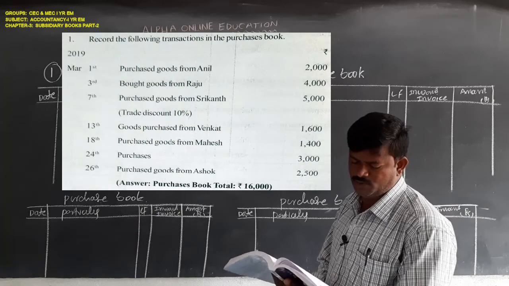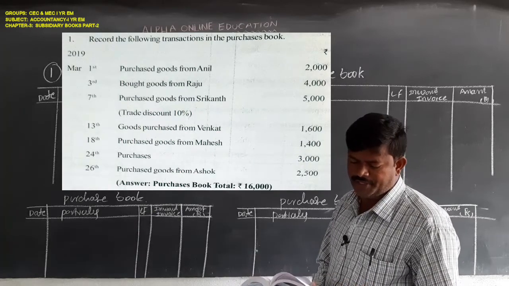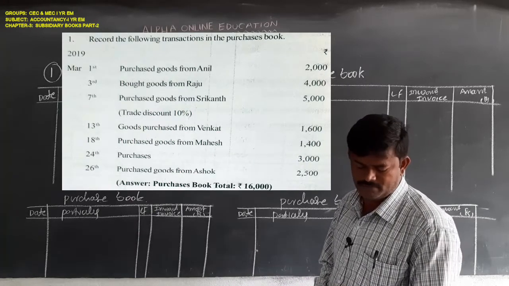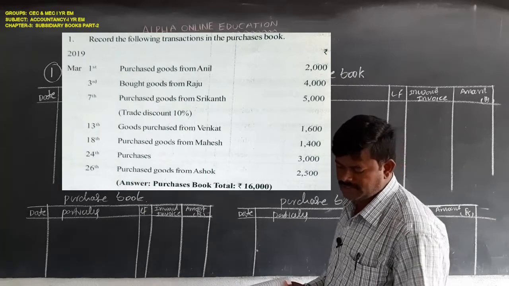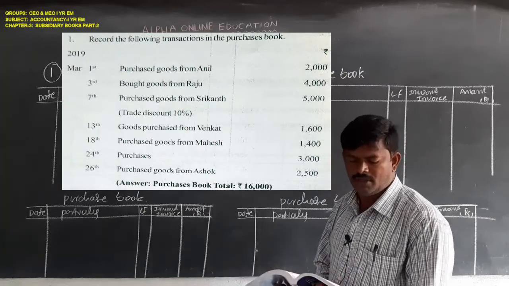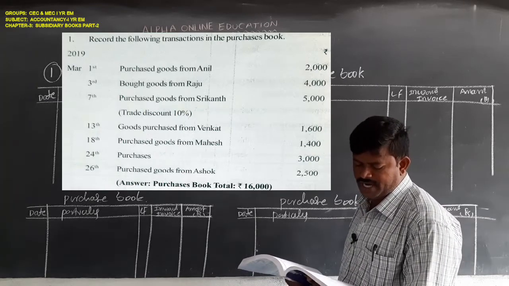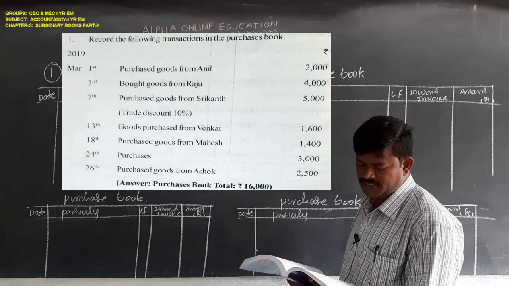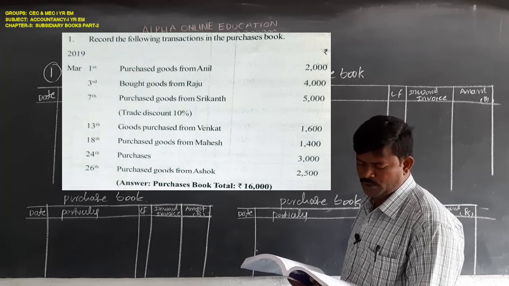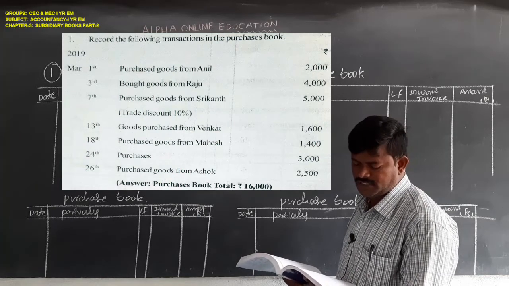Recording the following transactions in the purchase book. This is the first problem in subsidiary books. Okay, see one by one. 2019 March 1st, purchase goods from Anil, 2000 rupees. This is credit purchases.